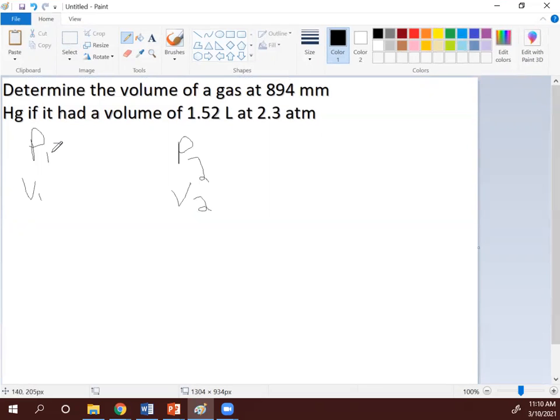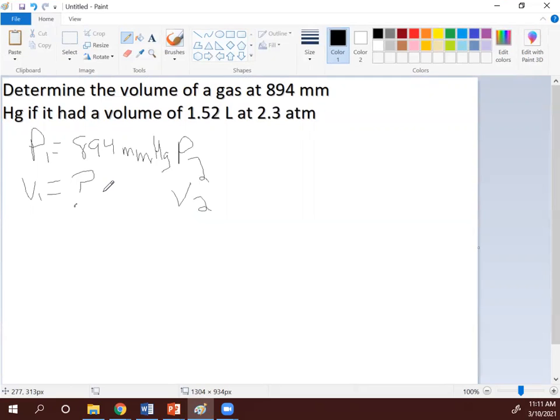So that equals 894 mmHg. Now, what is the volume at that pressure? No, you don't know, because it says determine the volume of a gas at 894 millimeters of mercury. So that's my question mark. I could have easily made those the twos. It doesn't matter.